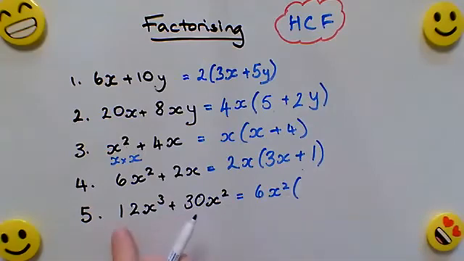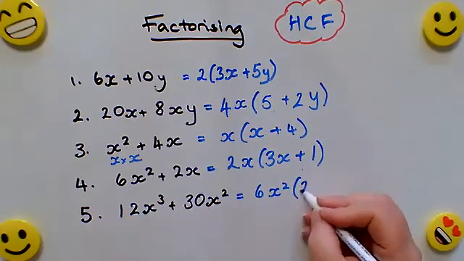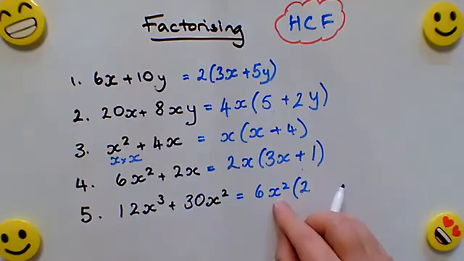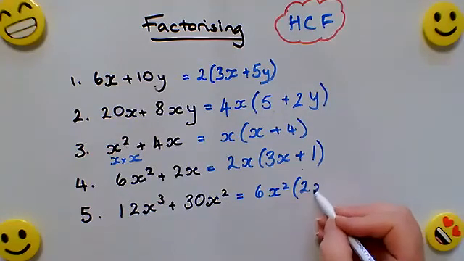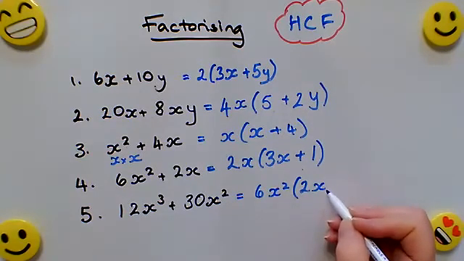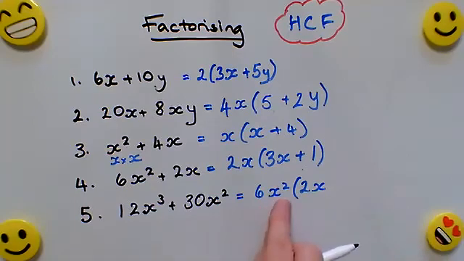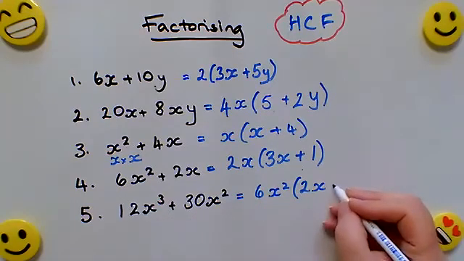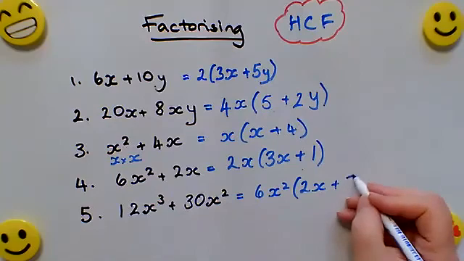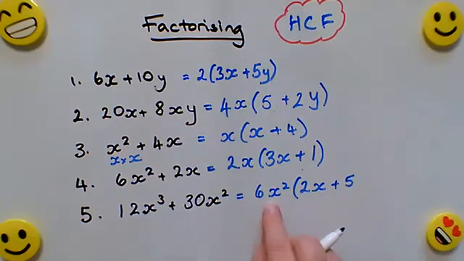Inside the bracket, I want 12x cubed. So 6 times 2 would give me 12. And then x squared times x would give me the x cubed that I'm looking for. And then 6x squared, I'd need to multiply that by 5. And then that would give me 30x squared if I was to expand the bracket.